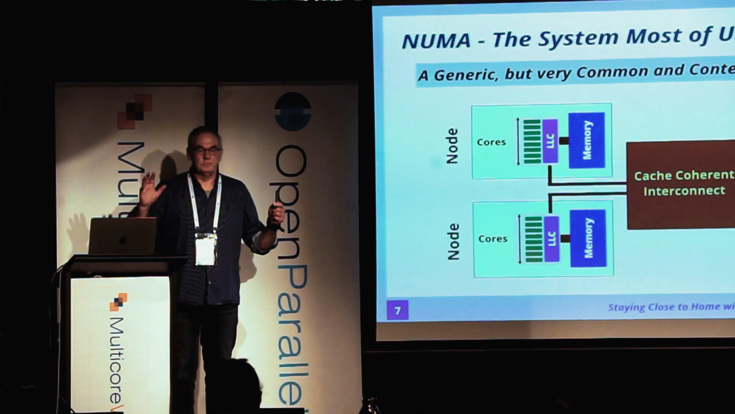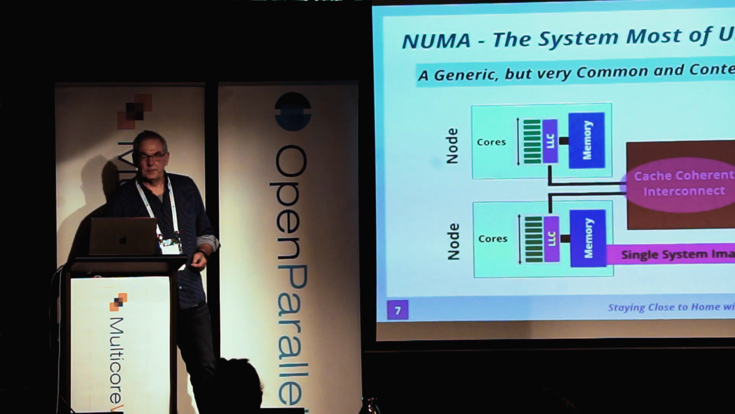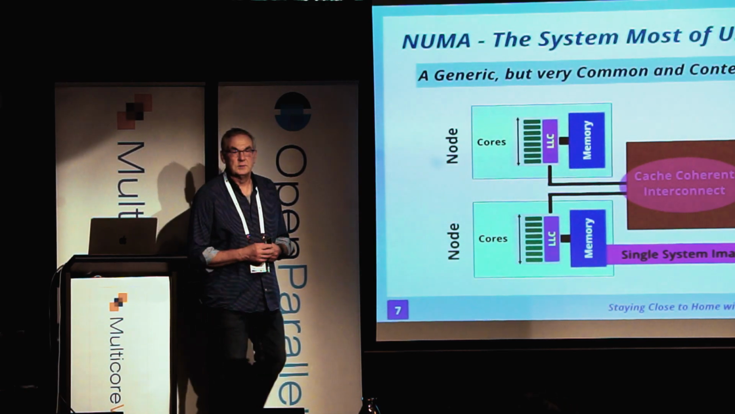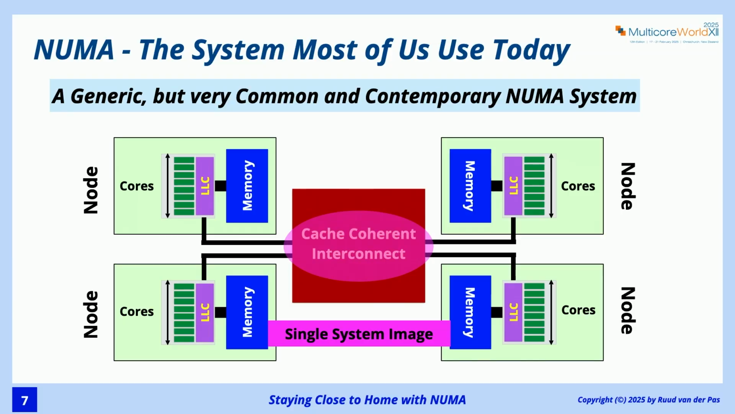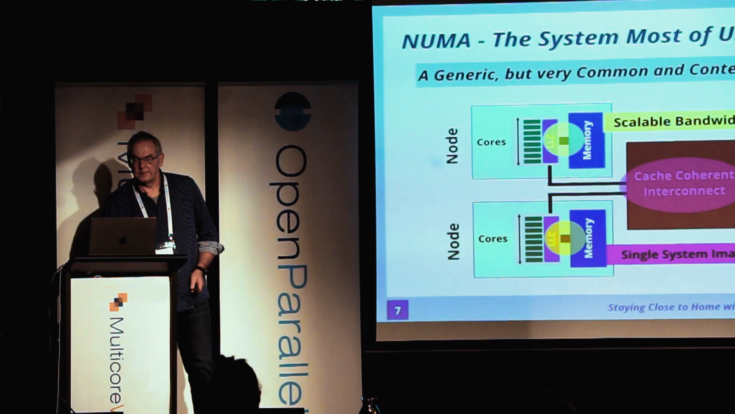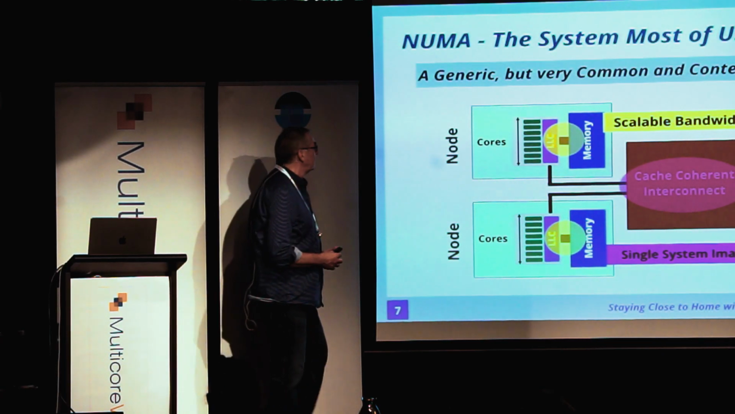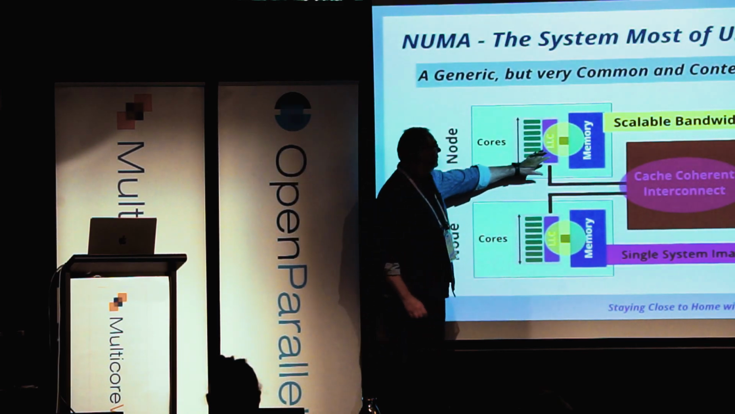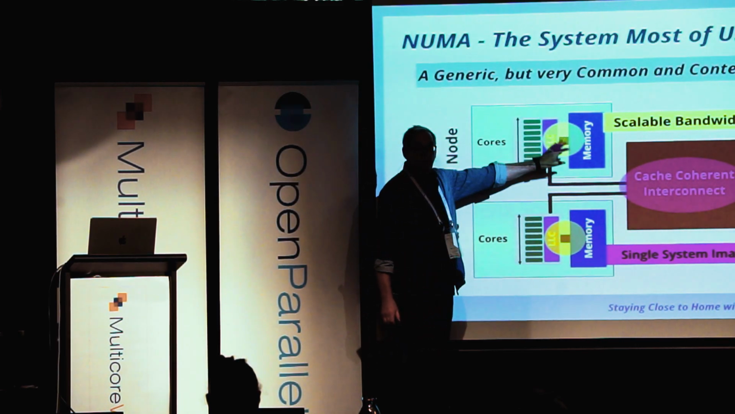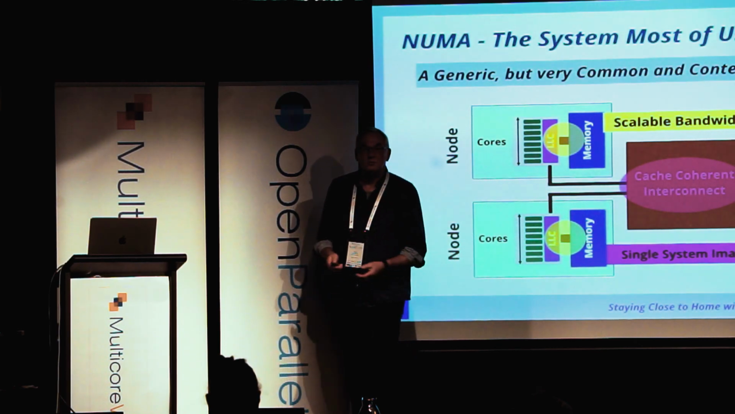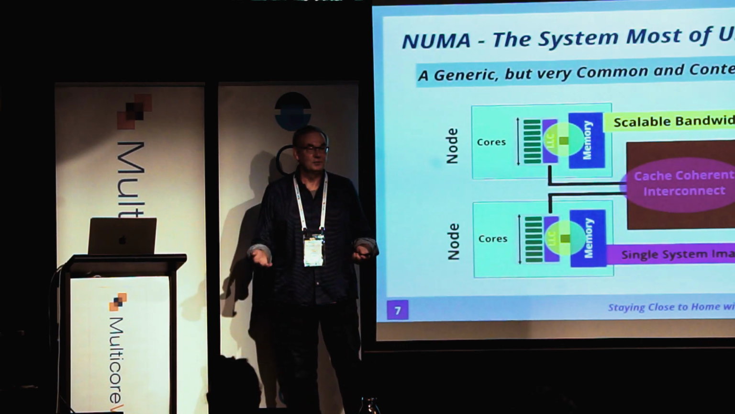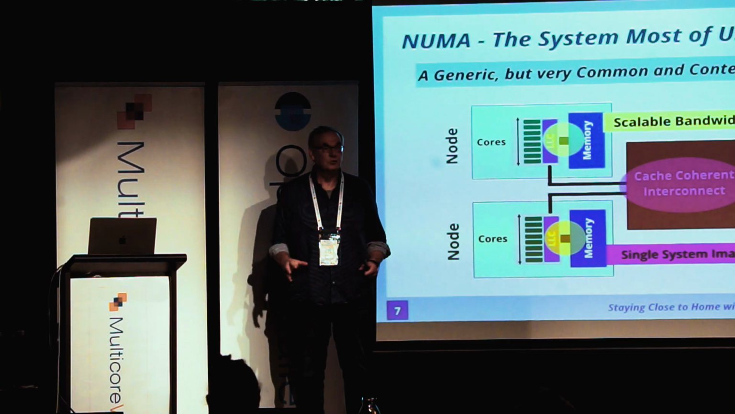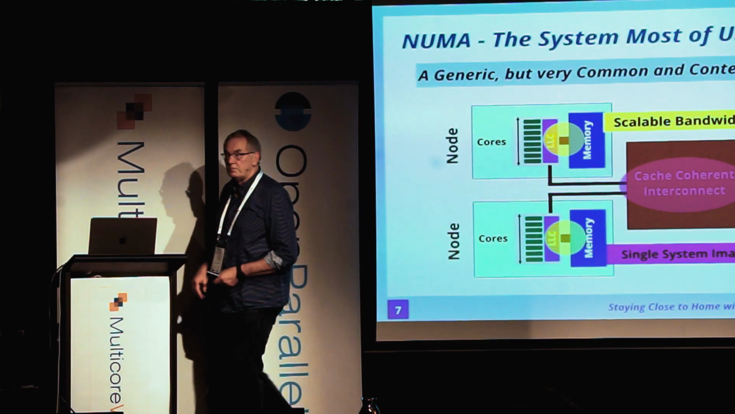So this system behaves like a single system image, where you ask a tool like top, it'll tell you this many cores you have, this is the memory you have. It doesn't show you the underlying topology. And the reason to do this is scalable bandwidth, because each time you add a node, you add bandwidth to memory. But there's always a price to pay. And in this case, the price to pay is that you fragment your memory, you make it non-uniform.